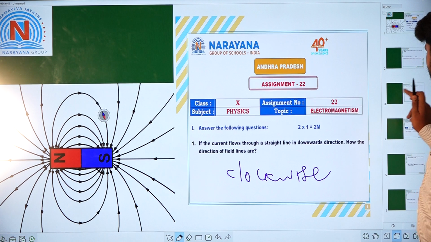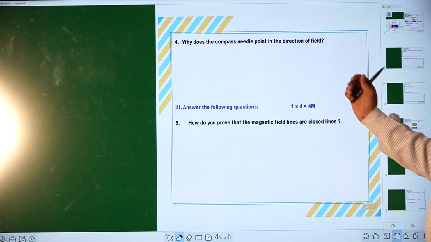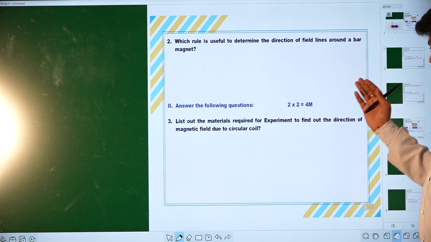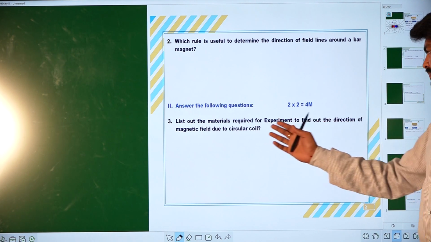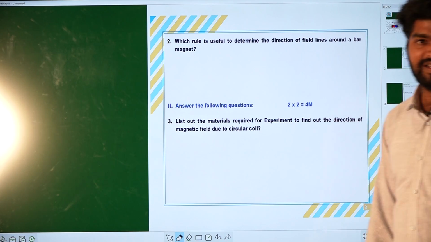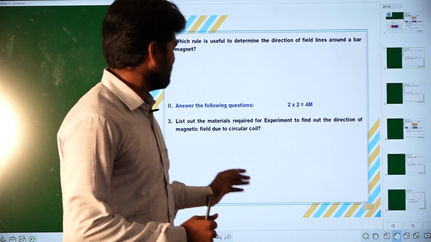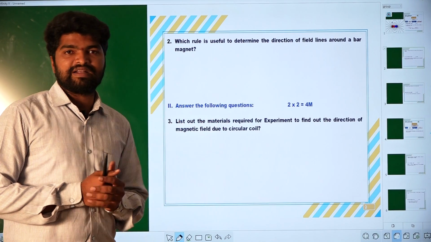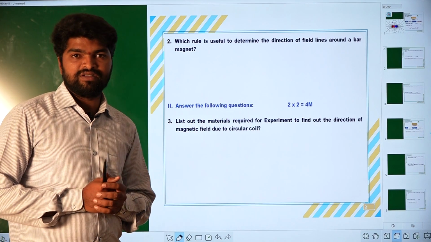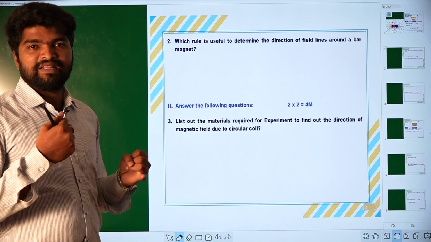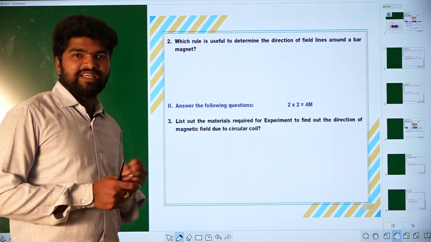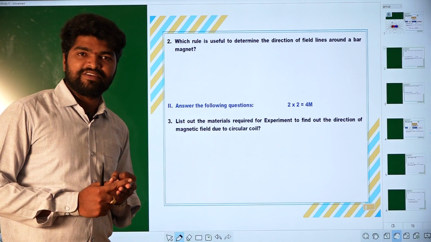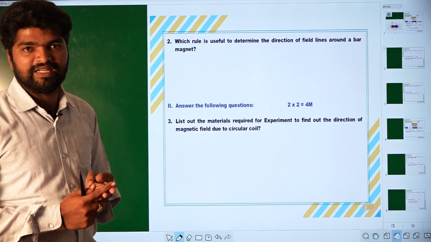Then coming to the third question: list out the materials required for the experiment to find out the direction of magnetic field due to a circular coil. We have an experiment regarding this. What are the materials required? We need a source to supply the power, that is a battery, a coil, and to find the direction of magnetic field lines around it, I need a magnetic compass needle.